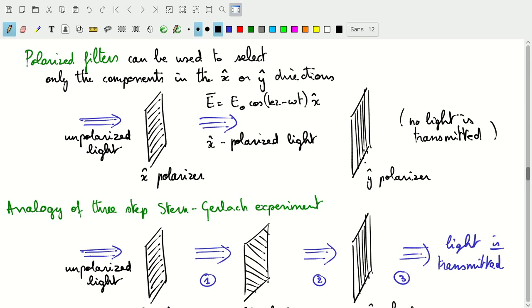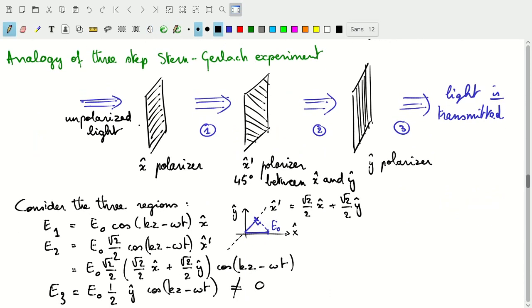So now we can take this approach and use these kinds of filters similar to how we've used spin separators in the Stern-Gerlach experiment. In particular, let's start with unpolarized light and send it through three filters. So remember, in the case of the Stern-Gerlach experiment, we send it through a magnetic field gradient in the z direction, then a magnetic field gradient in the x direction, and then again a magnetic field gradient in the z direction.